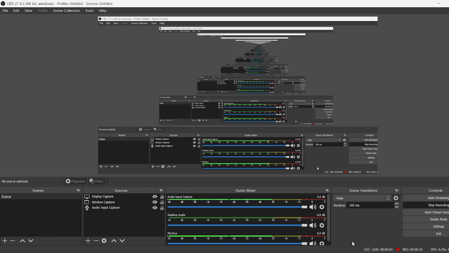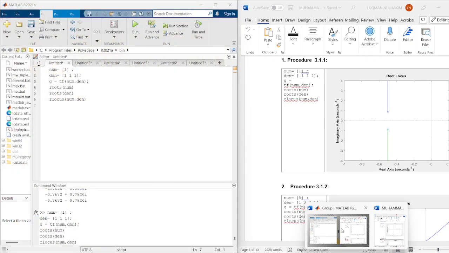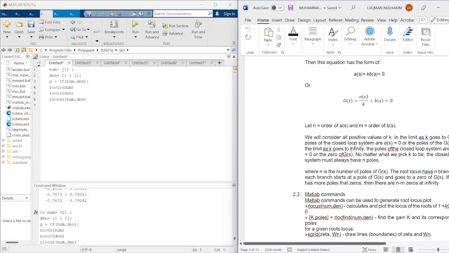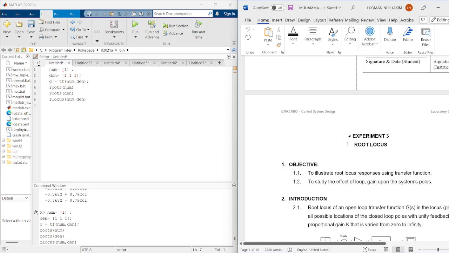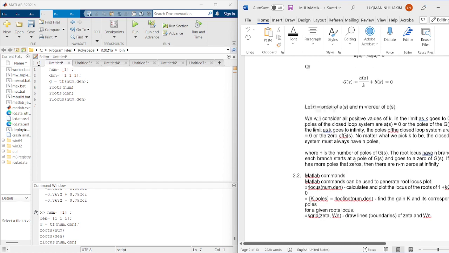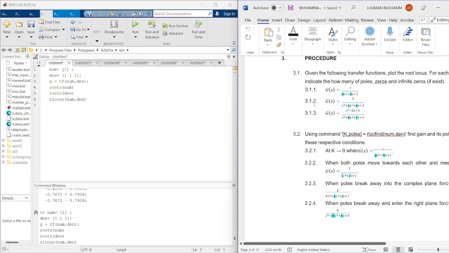Matrix number 2013627887. So today I'm going to explain about lab 3, root locus. The objective of the lab is to illustrate the root locus response using transfer function. So we have to study the effect of loop gain upon the system poles. So this is the system, and this is the equation that we have to study in this experiment.